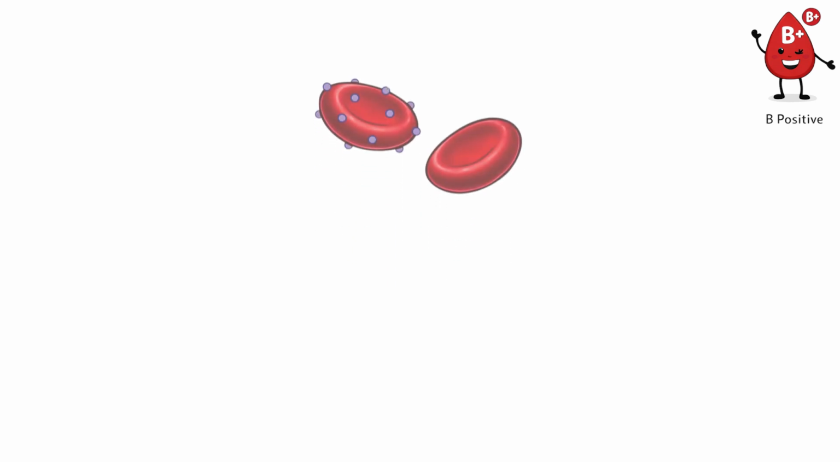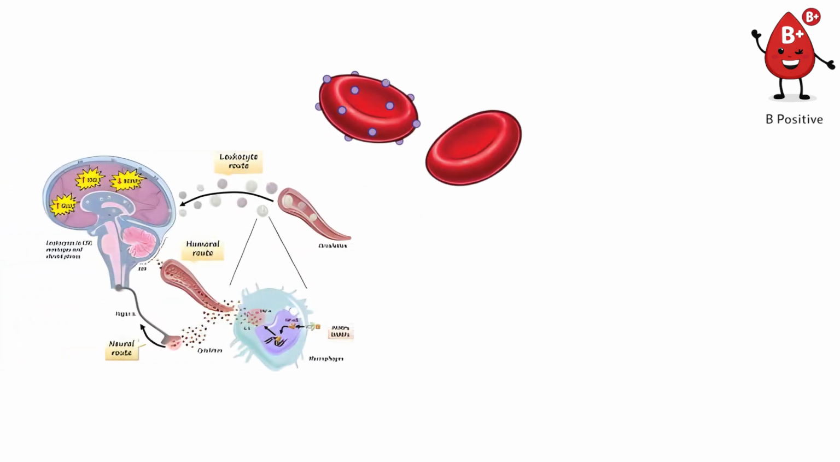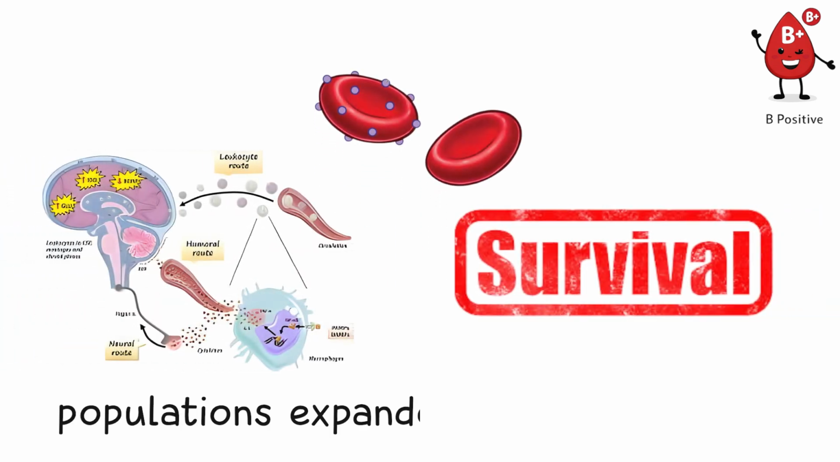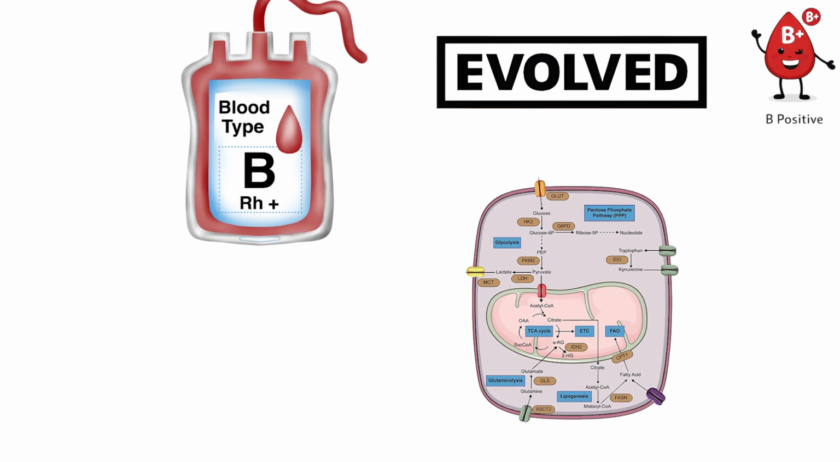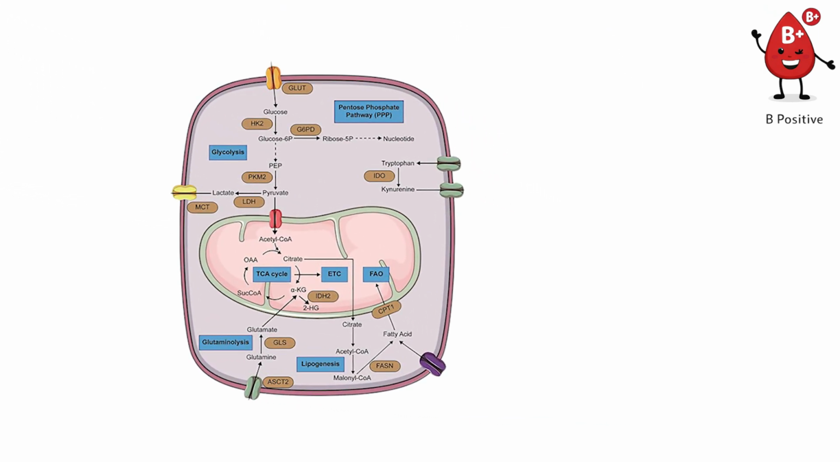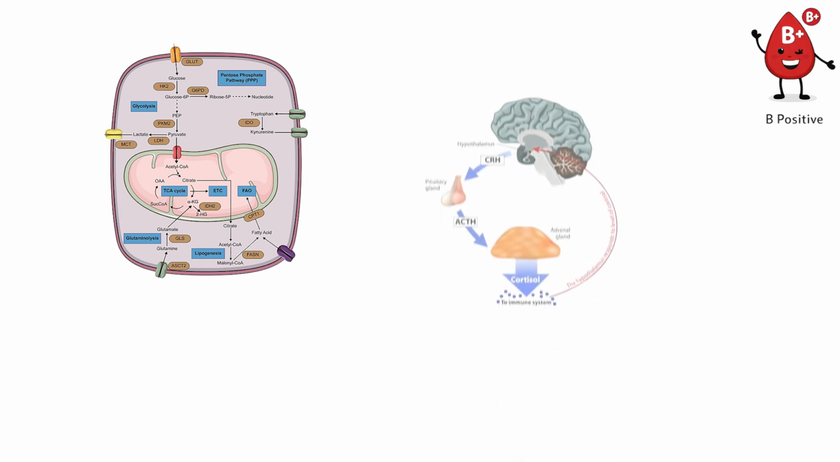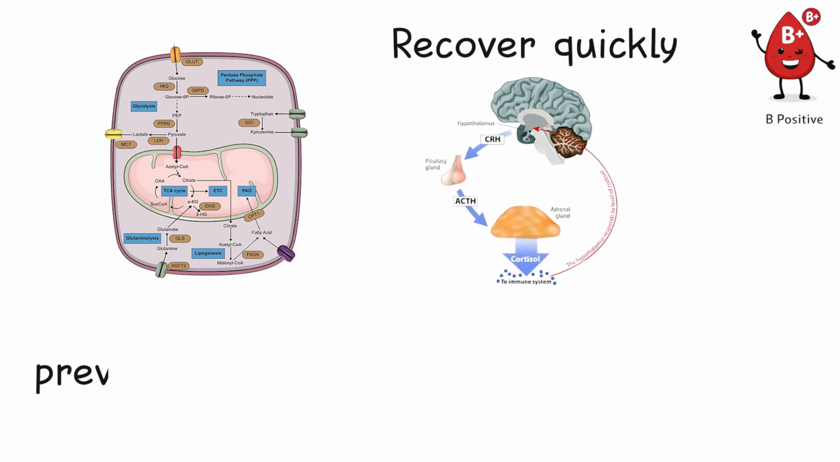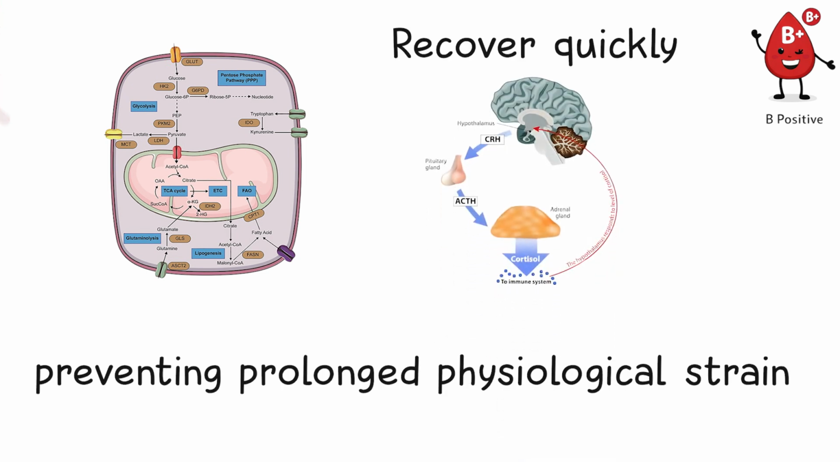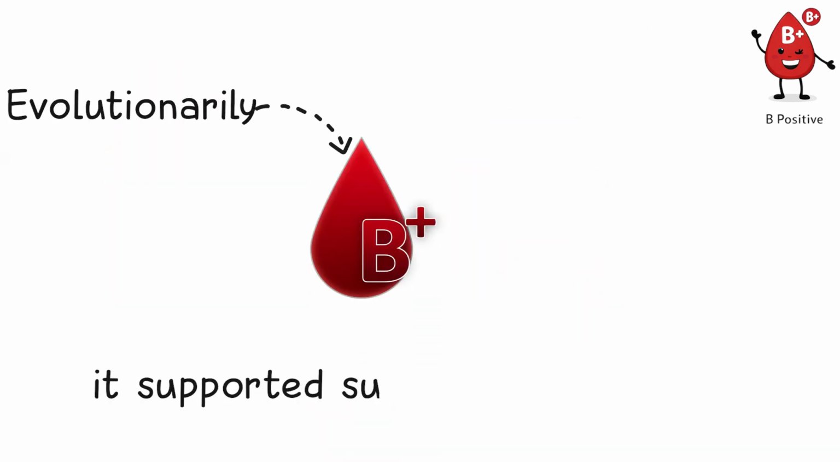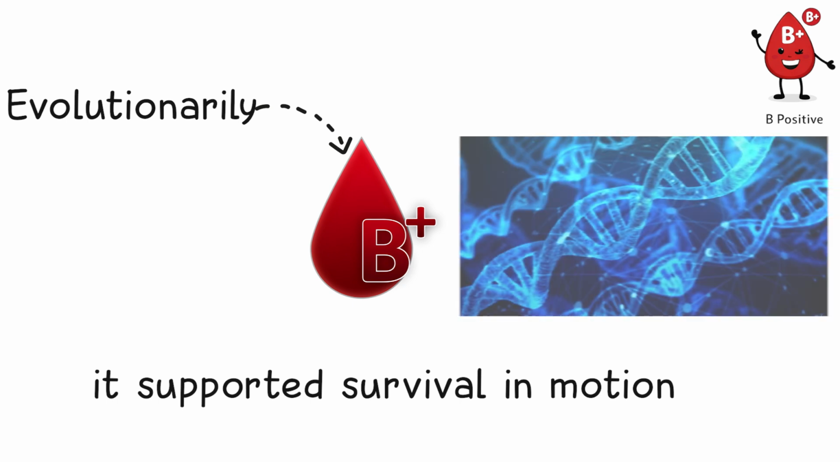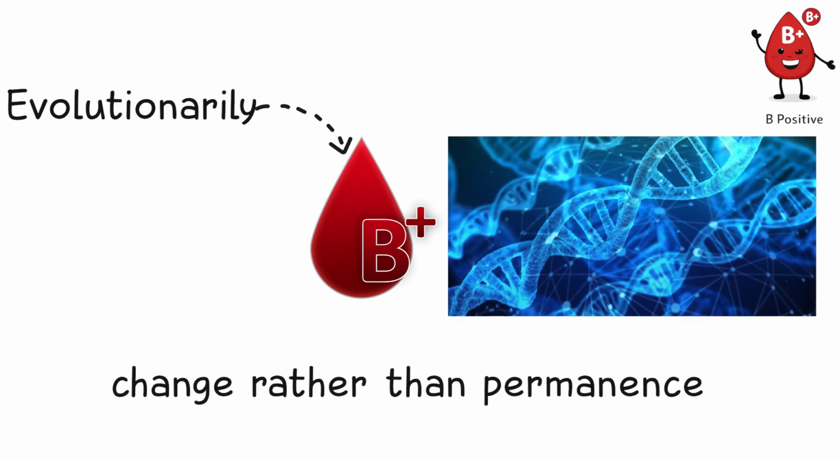The Rh positive factor enhanced immune communication, supporting survival as populations expanded and intermingled. Type B positive individuals also evolved metabolic versatility, allowing efficient use of diverse food sources. Stress response systems adapted to recover quickly, preventing prolonged physiological strain. Evolutionarily, type B positive thrived because it supported survival in motion, biologically tuned for change rather than permanence.